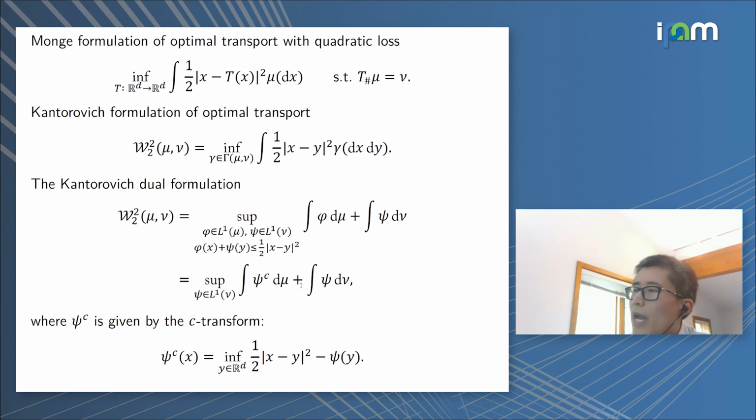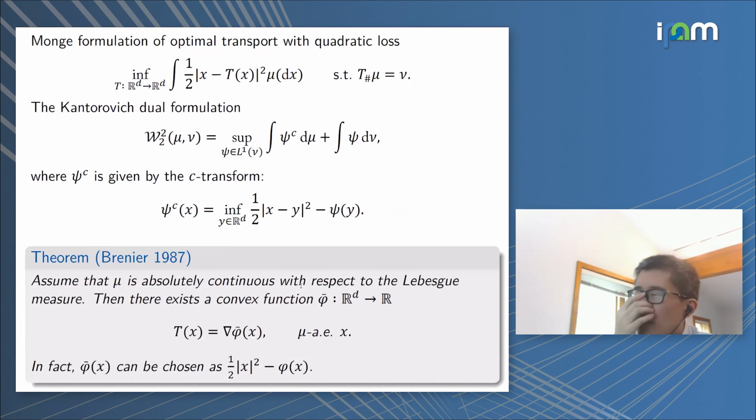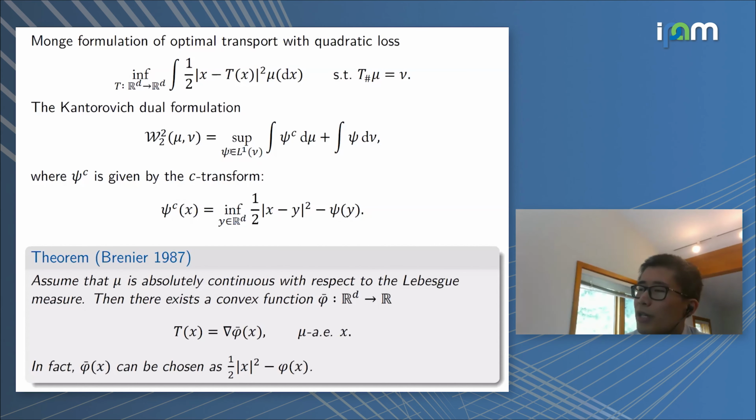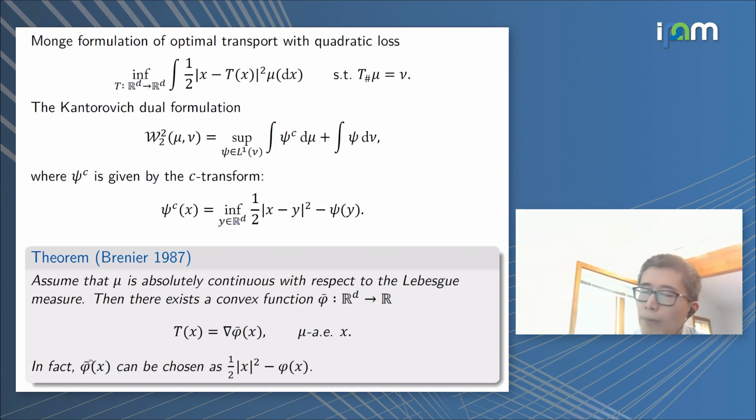Now in our case, I should mention that we are going to use a fundamental result by Brenier. Assuming that mu is absolutely continuous with respect to the Lebesgue measure, there is a connection between this potential, which is given by the C transform, and the optimal transport map. The optimal transport map is just given by the gradient of phi bar, which is intimately related with phi, the Kantorovich potential. The phi bar is known as the Brenier potential.